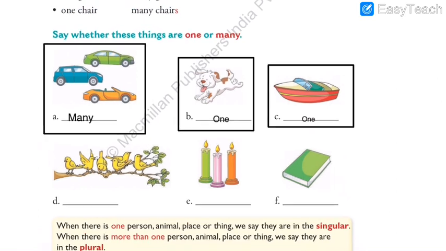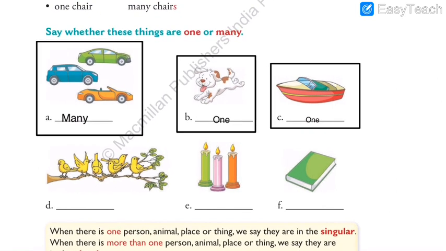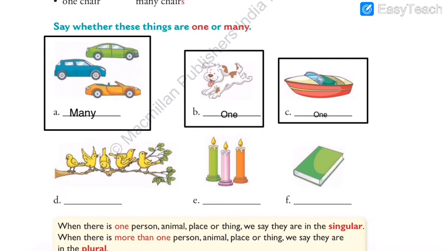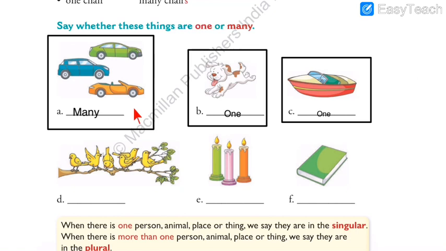The first picture was of a car. There was more than one car, so we wrote in the blank "cars." Sorry, "many." Yes, because many cars. Yes, exactly. In this second photo, there was only one dog, so we have written 1. The same with this boat, a motorboat. Only one boat was there, we can see only one boat, so we have written 1.